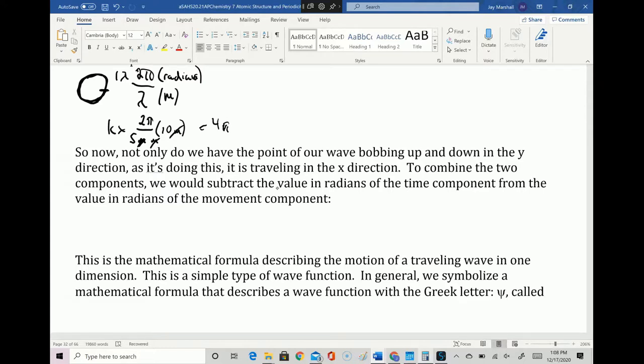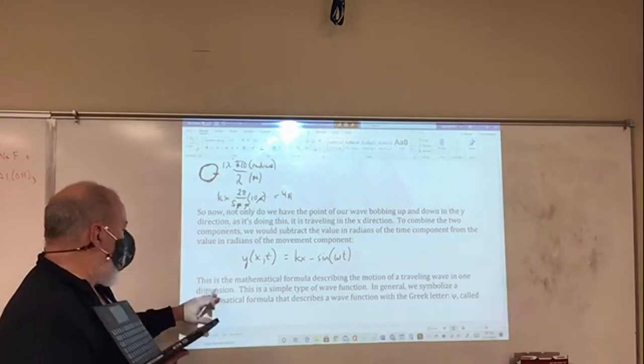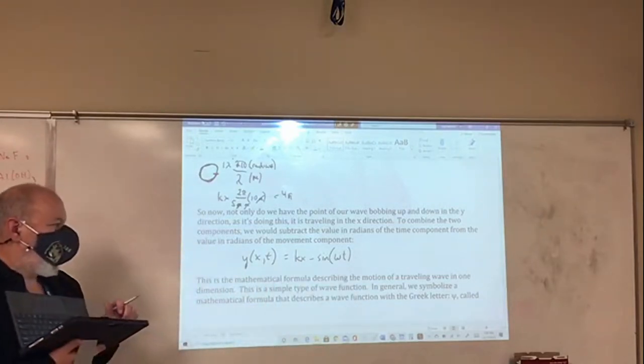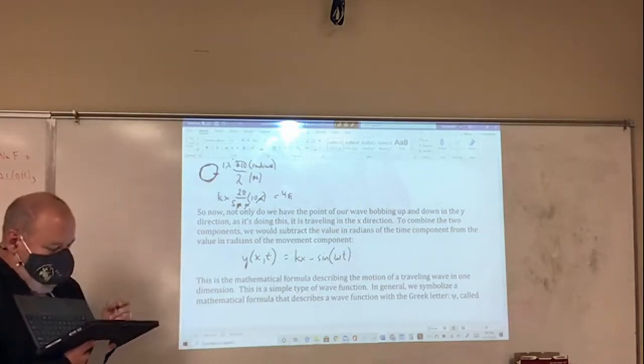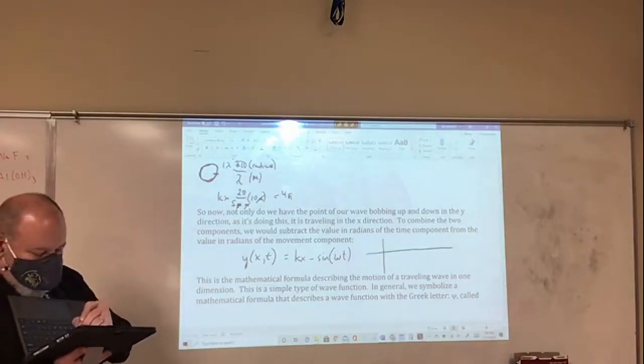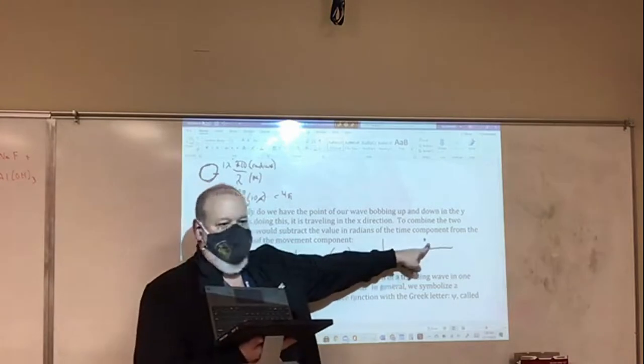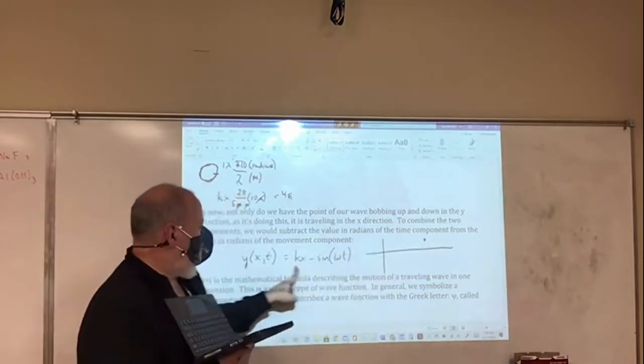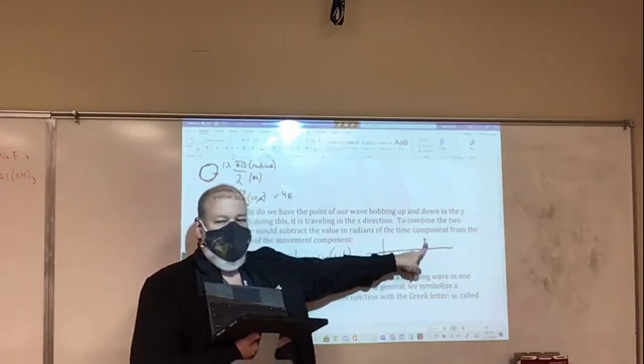So what we're going to say now is y of x,t equals sine of kx minus omega t. So we've subtracted the value of the time component from the value of the distance component. This is the mathematical formula describing the motion of a traveling wave in one dimension. This is a simple type of wave function, and all we've done is said, I can use this function to say that my wave is at this point in space. That's all this does, is say that at time t, my wave is at this point in space.